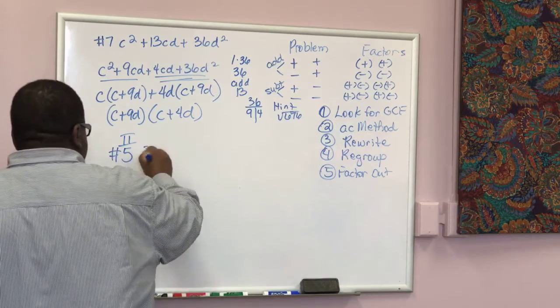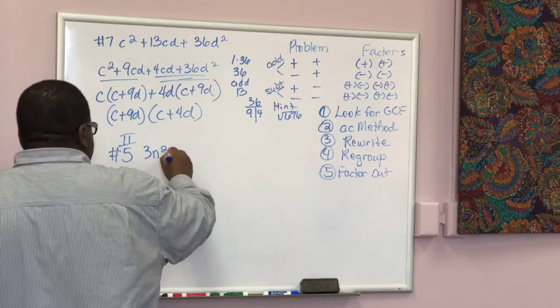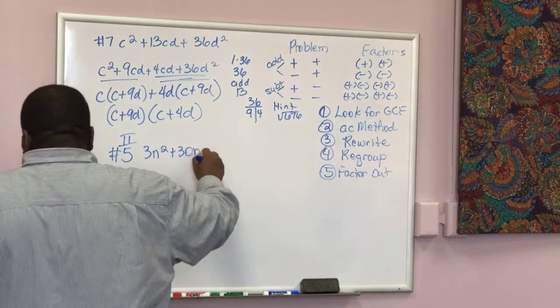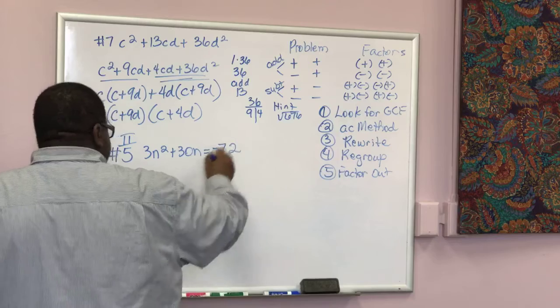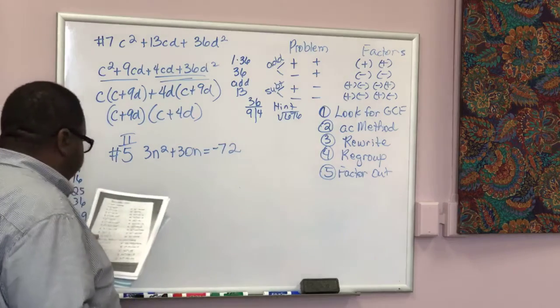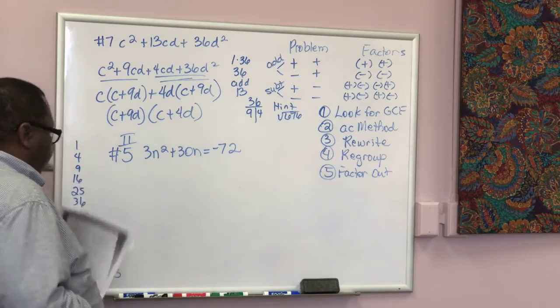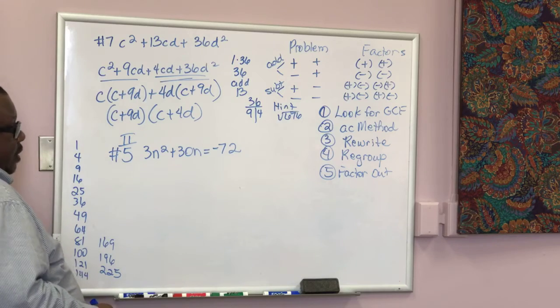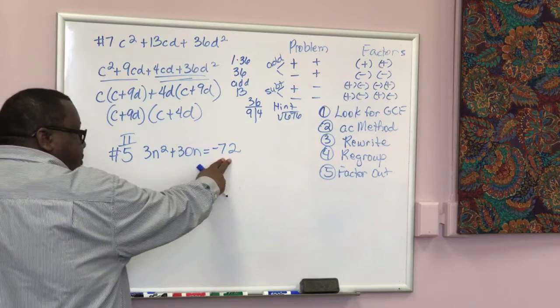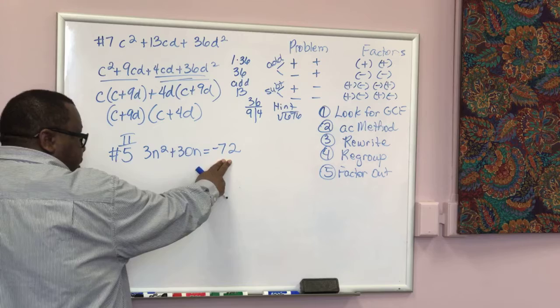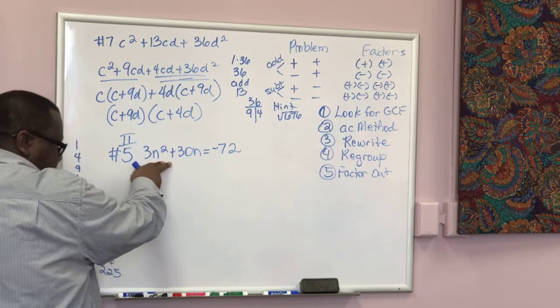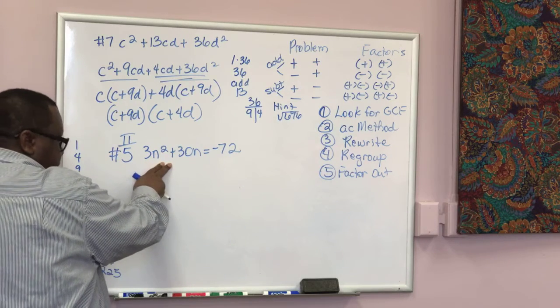We have 3n squared plus 30n equals negative 72. And the rest says solve by factoring or zero product property. Okay? We want this side equal to 0. Everything needs to go over this way, which means the negative is going to turn to a positive.